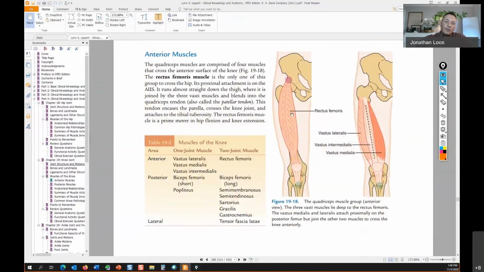So in the anterior cavity or anterior compartment of the thigh, you have your knee extensor group. You have your rectus femoris, which is a leftover from the hip. This was a hip flexor, and it originated at the AIIS, and it is one of the 4 muscles that make up the quadricep. The other 3 are the vastus lateralis, vastus medialis, and the vastus intermedius. And they do knee extension.